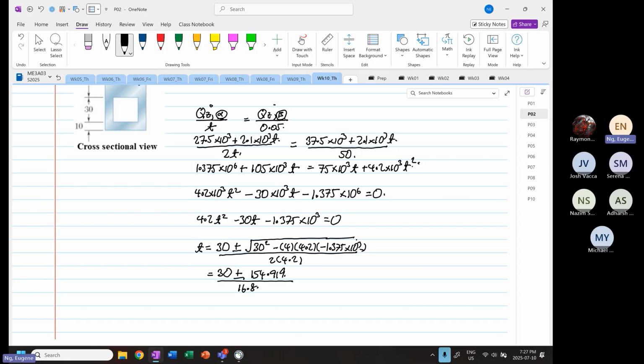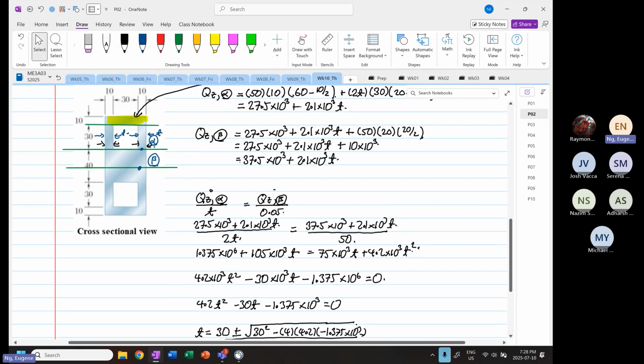30 squared plus 4 times 4.2 times 1.375 to the power 3. Then square root the whole thing, you get 154.919. Okay, so 30 plus 154.919 divided by 16.8. So the thickness is equal to 11 millimeters. Or 30 minus 154.919 divided by 16.8, which is minus 7.436 millimeters. So we know that this value does not make sense. So the right value is T has to be 11 millimeters.